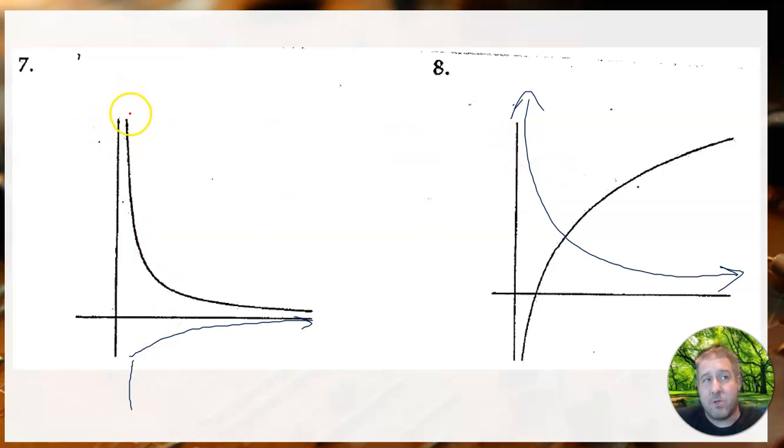This slope is really big negative, and it gets less and less until it approaches a slope of zero. It never really hits zero. So technically, y equals zero is going to be a horizontal asymptote for both. And same thing for this. It's got the biggest slope here, and then it gets less and less until it gets closer and closer to a slope of zero.